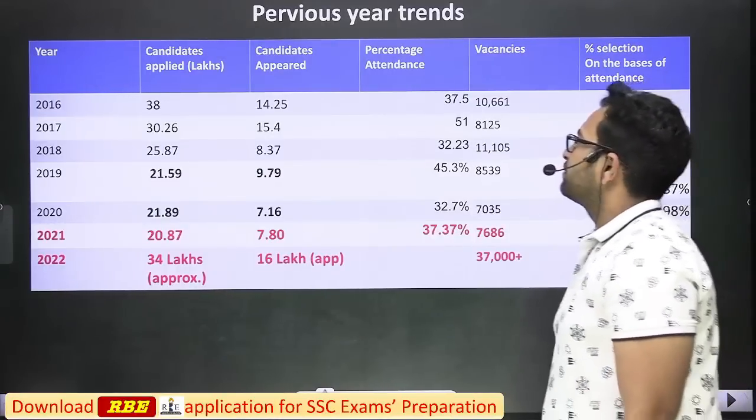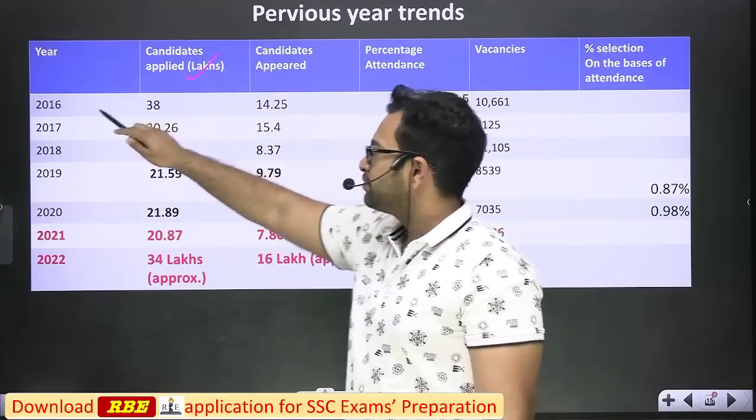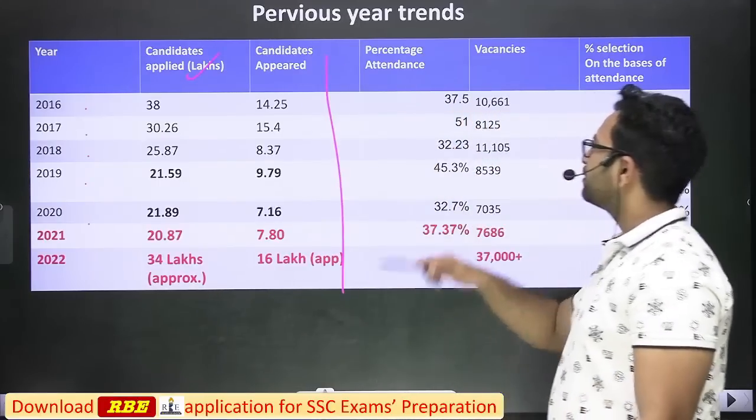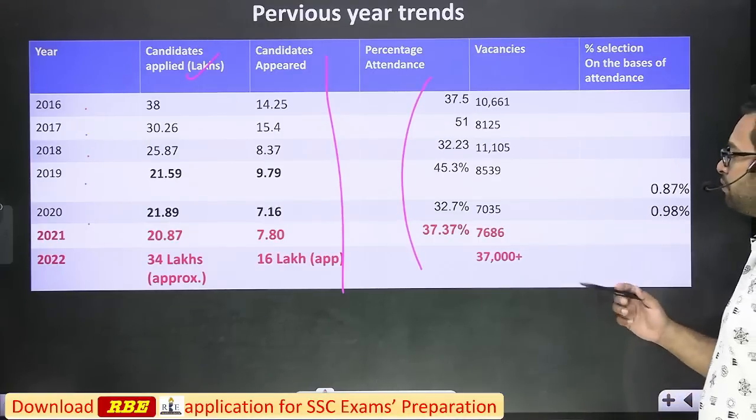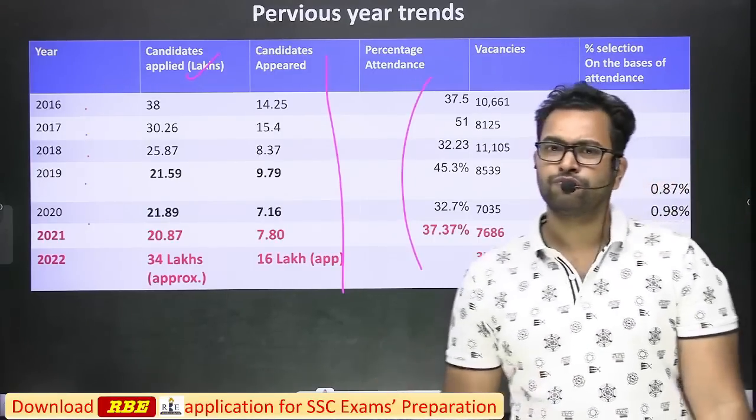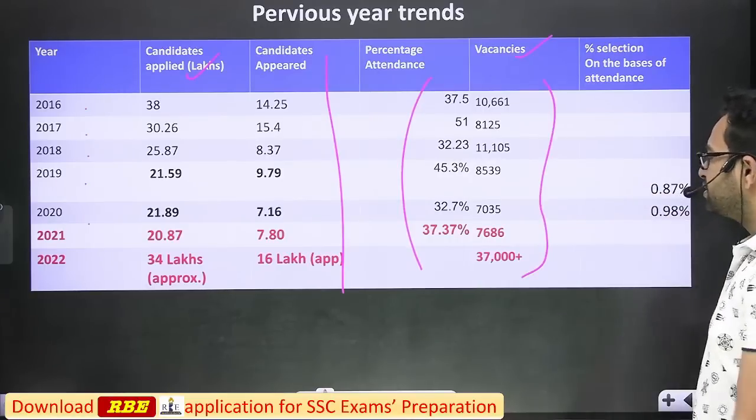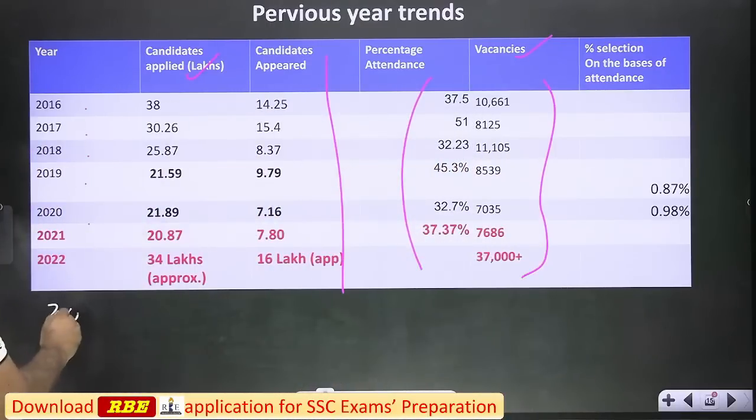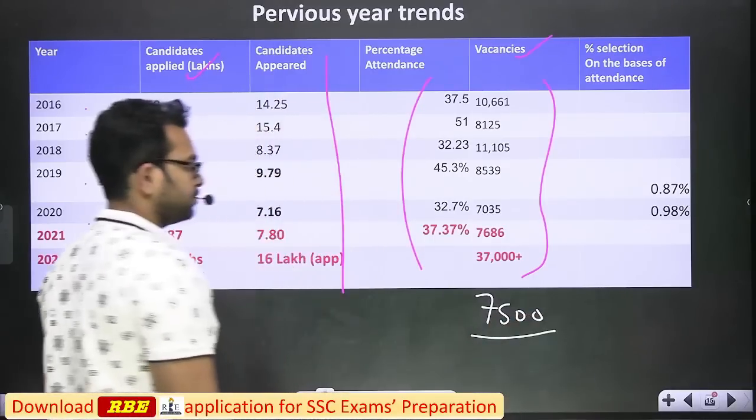Let's look at the trends of SSC exams. How many aspirants applied for the SSC CGL examination in 2016, 17, 18, 19, 20, 21 and 22? Candidates appeared, percentage attendance, how many aspirants applied, how many of those who applied appeared in the examination, and the number of vacancies in these years. If we go for SSC CGL 2023, the notification is already out, people are filling the forms. Vacancies are approximately 7500, so we will be getting good competition this time.